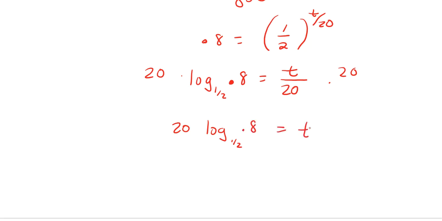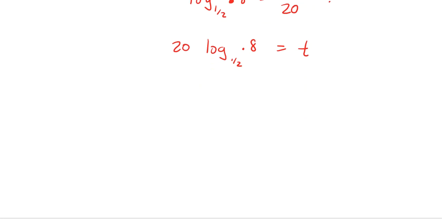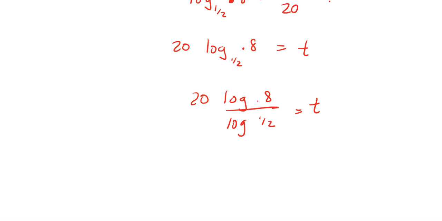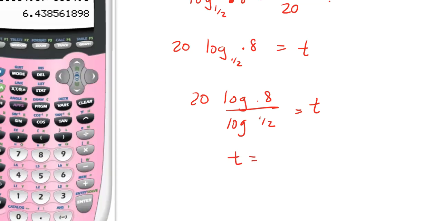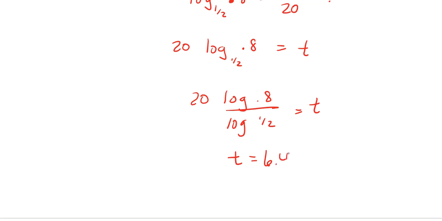Depending on your calculator, you might be able to do that log base 1/2 of 0.8 in your calculator. You might not be able to. If you're not able to, you could use change of base at this spot and do log of 0.8 divided by log of 1/2 or 0.5, times 20 is equal to T. So there's two different ways to do that depending on the age of your calculator. So when I put that in the calculator, we get 6.43 minutes.